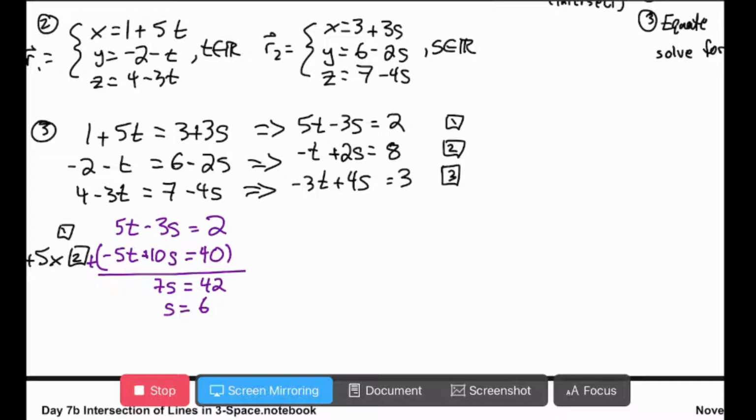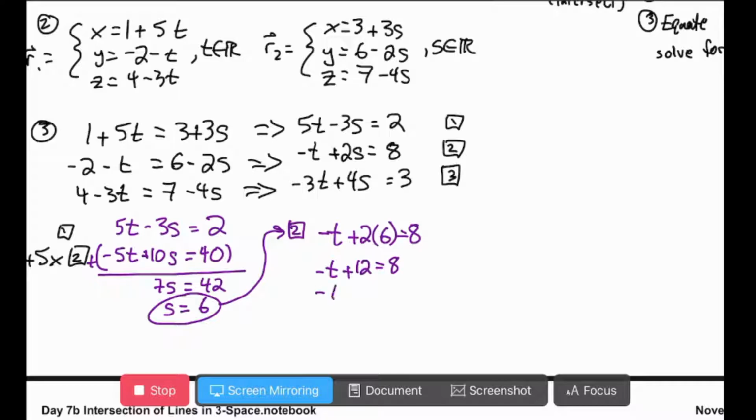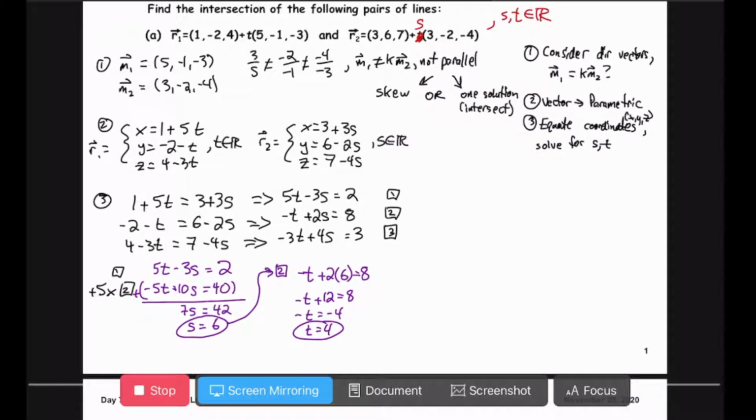I'm going to sub that back into one of my equations. So what I'm going to do is take this, sub it into equation 2. So negative t plus 2 times 6 equals 8. Negative t plus 12 equals 8. Negative t equals 8 minus 12, which is negative 4. Or in other words, t equals 4. All right, so I have a value for s, I have a value for t.